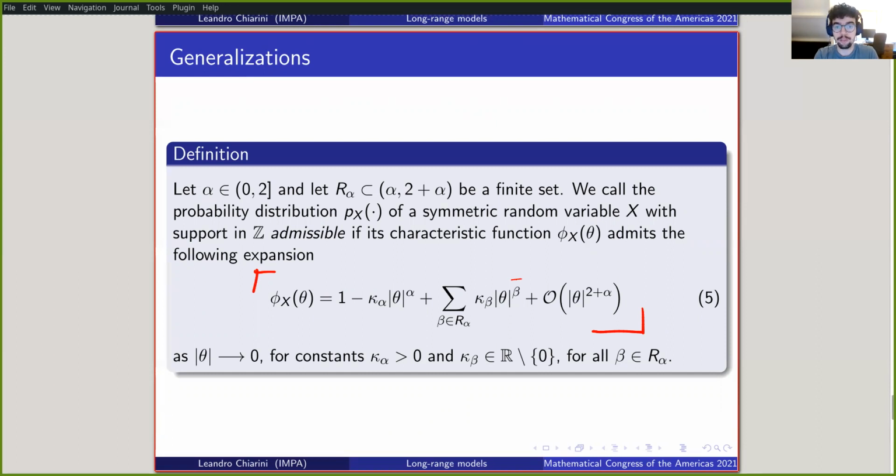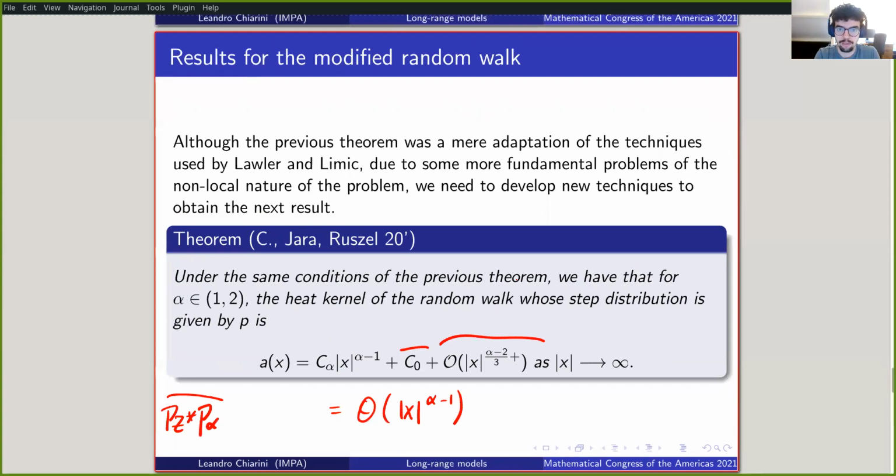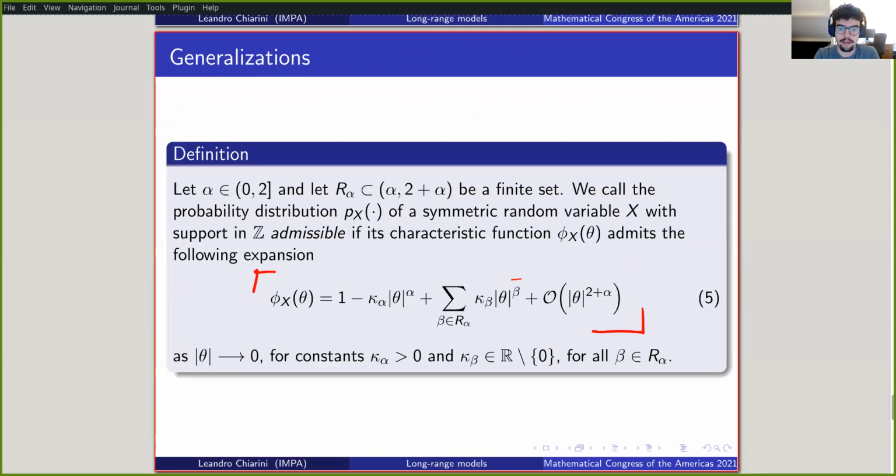And what we do is that we manage to get those same results in terms of the speed of convergence of the random walk, and in terms of the error of the heat kernel. In terms of the characteristic functions, we managed to show what are the terms after this main term here. Right. And yes, so this is not a silly class. This class is actually huge, and we can construct things of that.